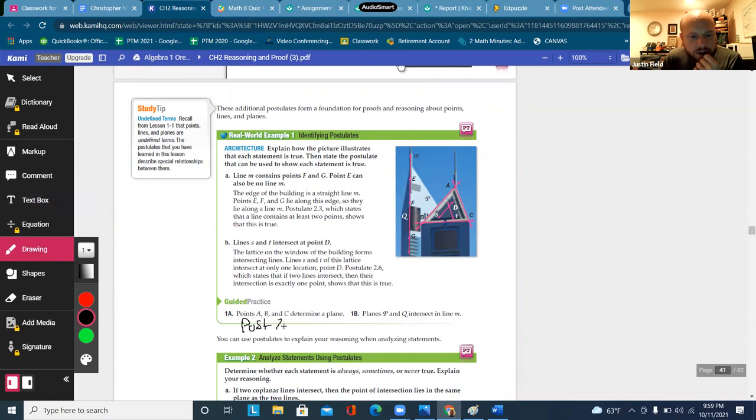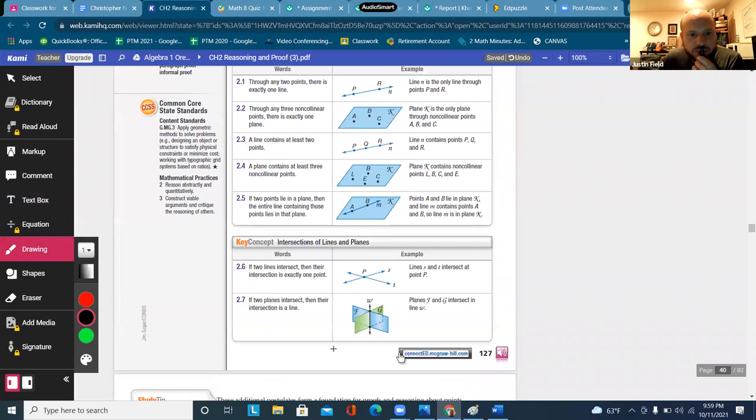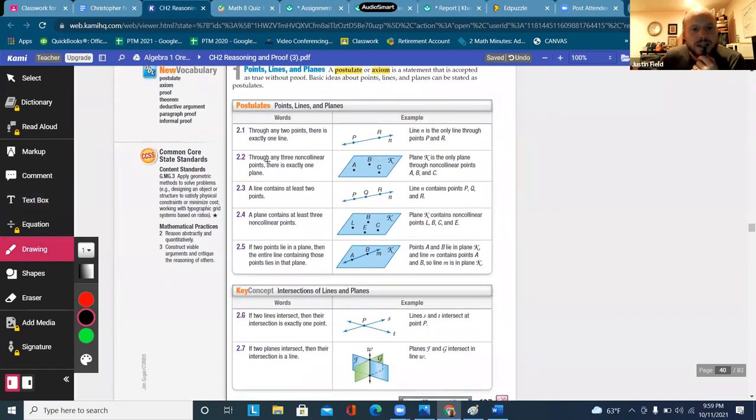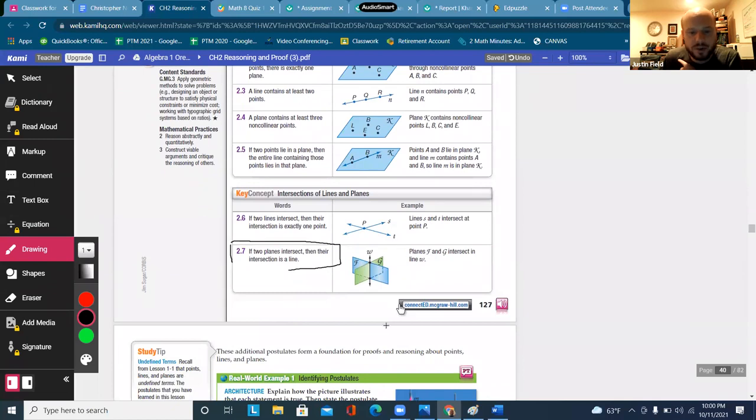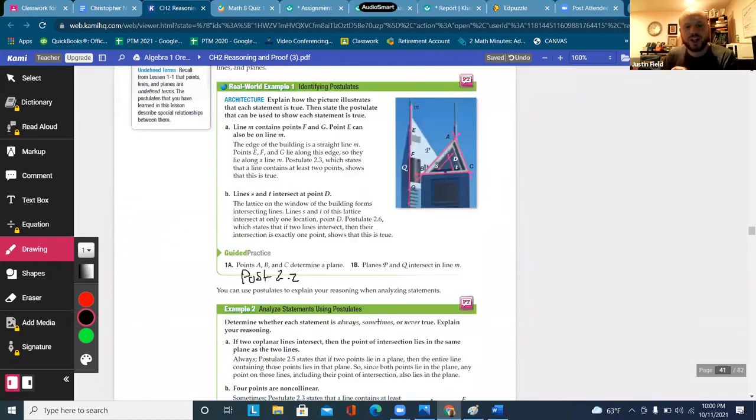Postulate 2.2. All right, back to planes intersecting at line M. Any line contains 2 points. A plane contains 3 points. Aha. Postulate 2.7: if 2 planes intersect, then their intersection is a line. There's the picture. Postulate 2.7 it is.